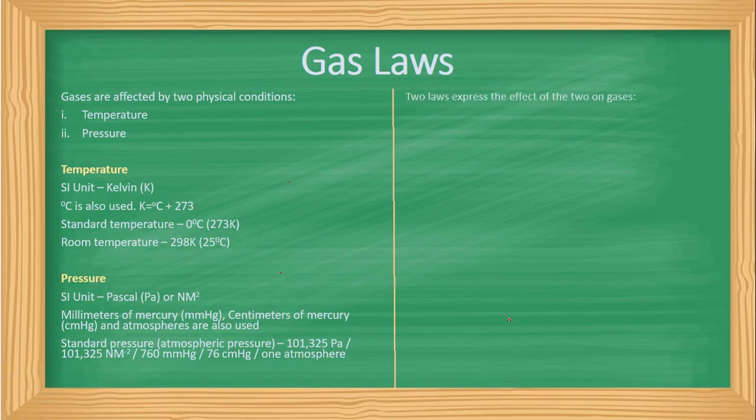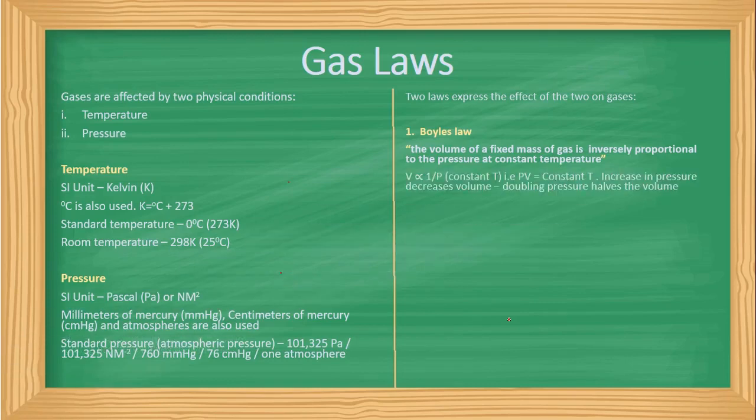There are two laws that express the effect of two physical conditions on gases. Let us look at the first one, which is called Boyle's law. Boyle's law states that the volume of a fixed mass of gas is inversely proportional to the pressure at a constant temperature. This means that increase in volume decreases pressure at a constant temperature.